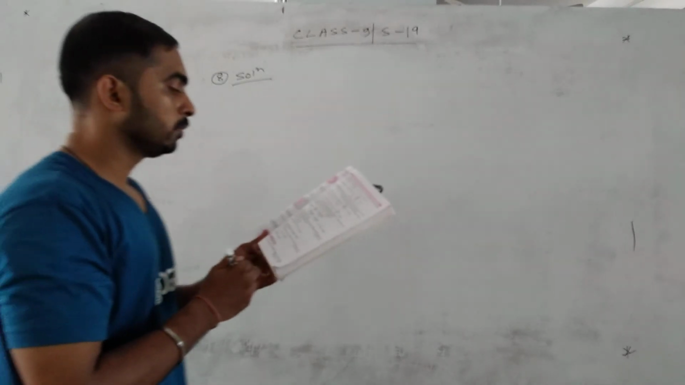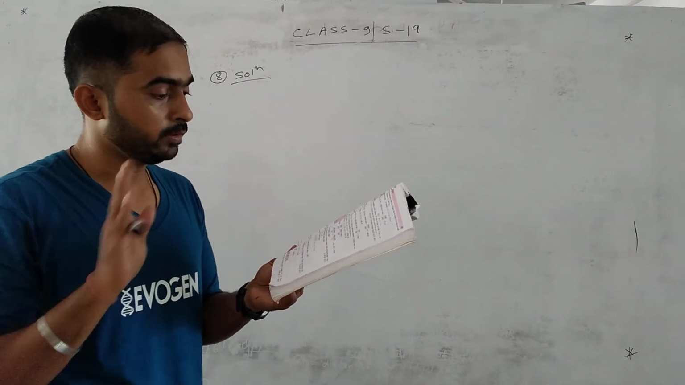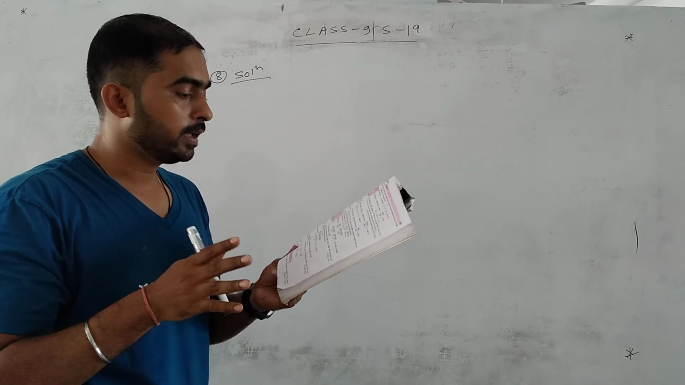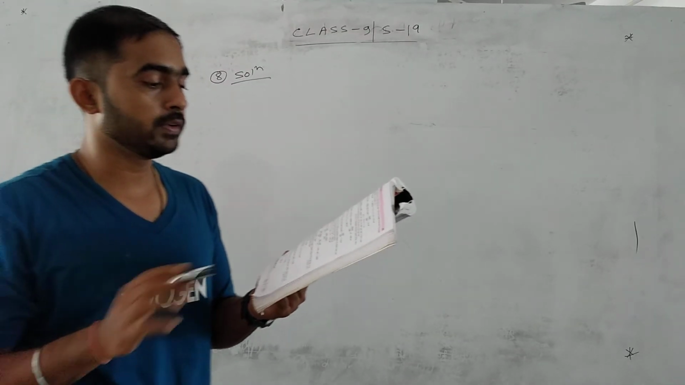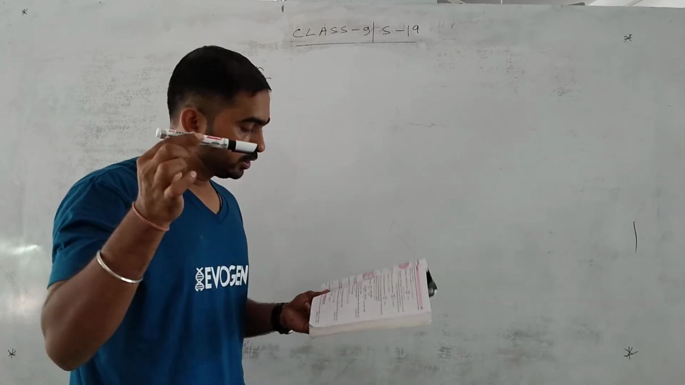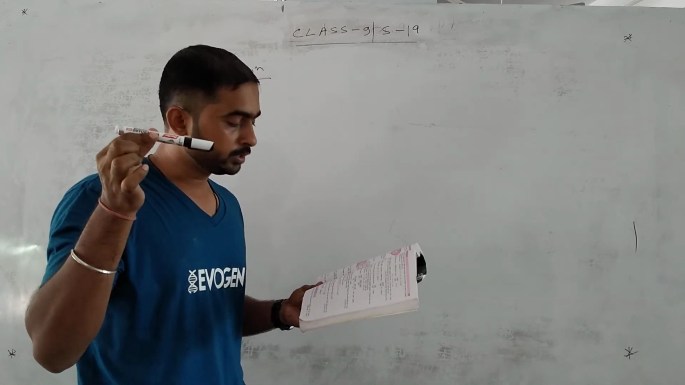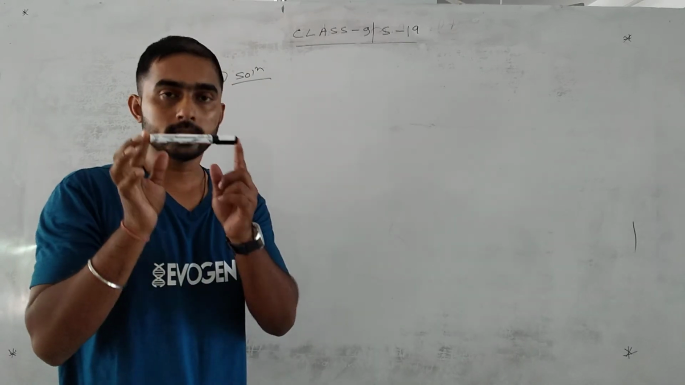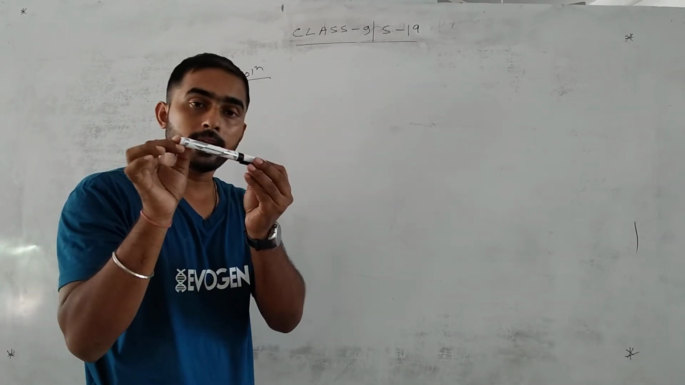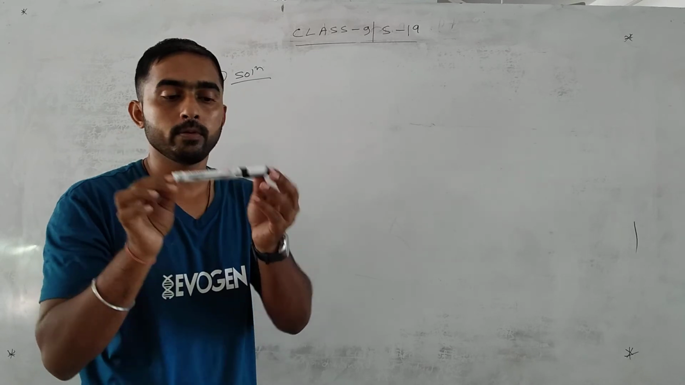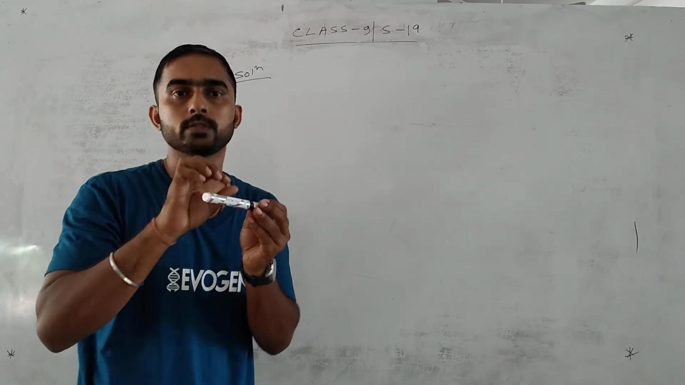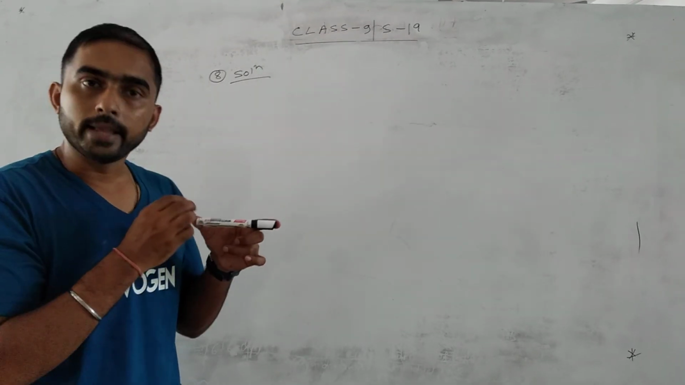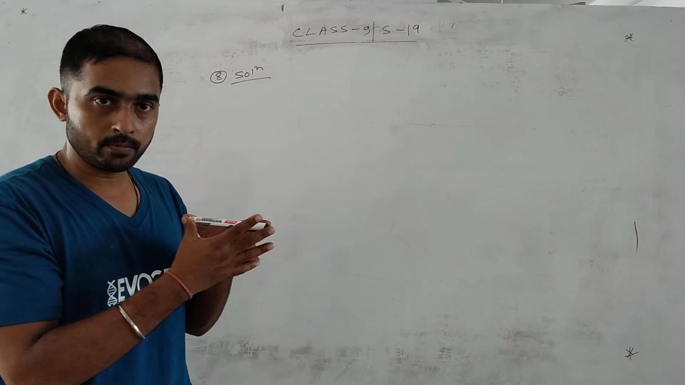A solid cube of side 12 cm is cut into 8 small cubes of equal volume. What will be the side of the new cube? Also find the ratio between the surface areas. Okay, so this is a larger cube whose side is 12 cm. If I divide it into 8 small cubes, what is the similarity between the larger cube and the 8 small cubes?